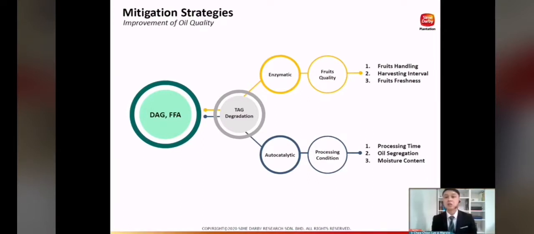First, we need to have proper fruit handling, improvement of the harvesting intervals, and also the fruit freshness. On the other hand, for the autocatalytic process, we need to improve through our milling process conditions, which is the processing time, the oil segregations, and also the amount of moisture content in your oil.